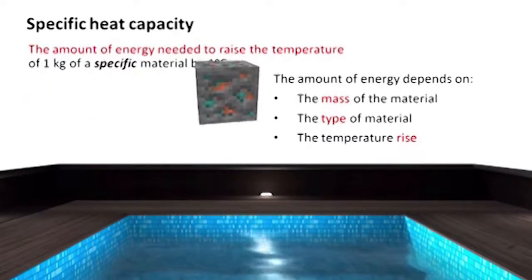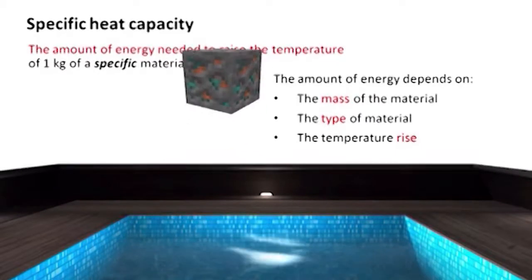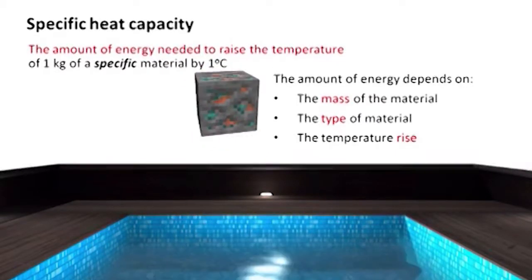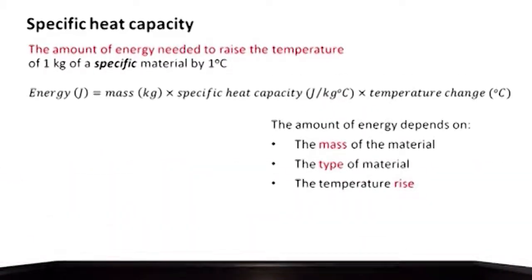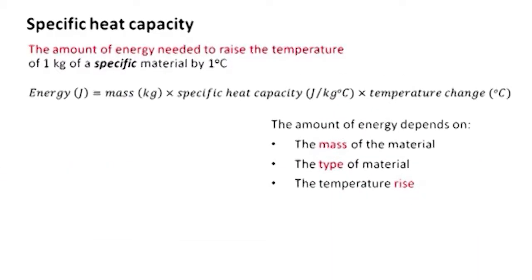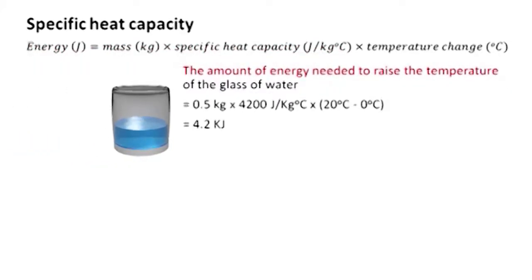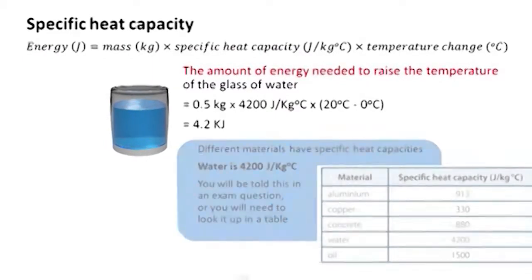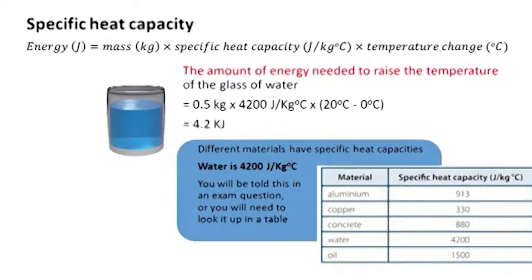Now copper, as we know, is a good conductor of heat, so that may not take as much energy to raise the temperature. The amount of energy required to raise the temperature is the mass in kilograms times the specific heat capacity times the temperature rise. For example, if we take the glass of water, we can assume there's about half a kilogram of water in there. The specific heat capacity of water is 4,200, and we want to raise the temperature to something drinkable, say 20 degrees. The amount of energy needed is going to be 4.2 kilojoules.